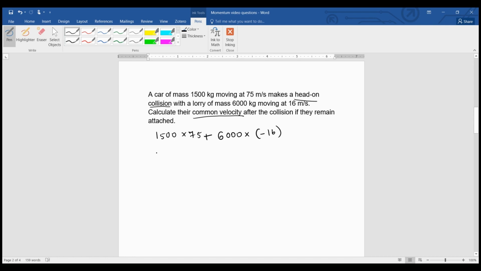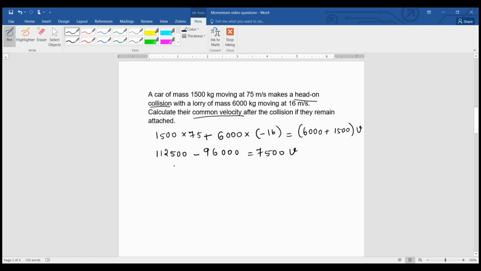So this will give us a value of 112,500 minus 6000 multiplied by 16, which is 96,000. So this will be the total momentum before collision. What is the total momentum after collision? After collision, what's happening? They both are sticking together. So 6000 plus 1500, and they're sticking together and moving. So they're having a common velocity. Let us assume the common velocity to be v. So we come up with an equation as shown on the screen.